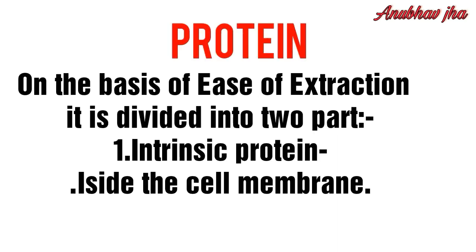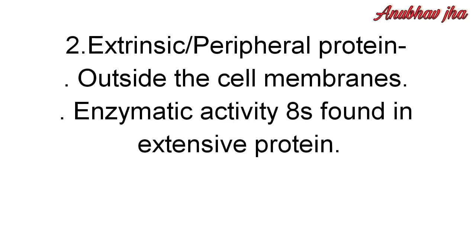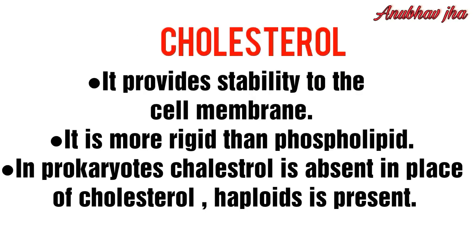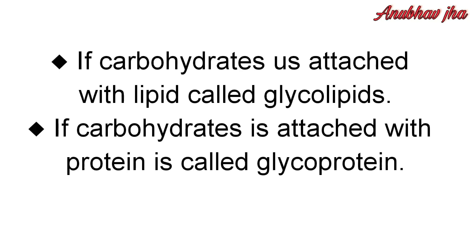Protein, on the basis of ease of extraction, is divided into two parts: 1. Intrinsic protein, inside the cell membrane. 2. Extrinsic or peripheral protein, outside the cell membrane. Enzymatic activity is found in extrinsic protein. Cholesterol provides stability to the cell membrane. It is more rigid than phospholipid. In prokaryotes, cholesterol is absent; in place of cholesterol, hopanoids are present. If carbohydrates are attached to lipid, they are called glycolipids. If carbohydrates are attached to protein, they are called glycoprotein.